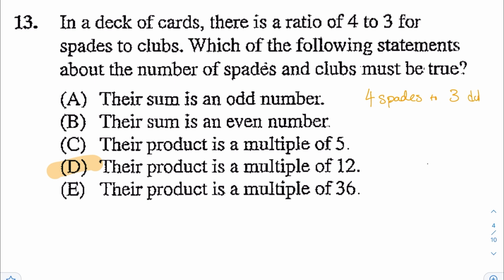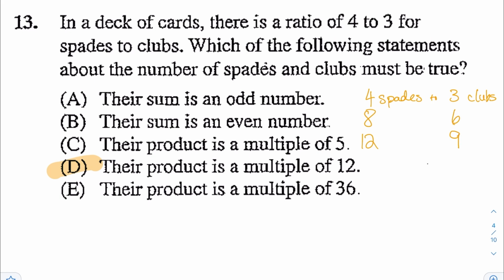So each time you have 3 clubs, you have 4 spades. So if you kind of work this out, you know that you'll have some multiple of this. So you'll have 6 clubs and then 8. You just have the times tables. So you have to go through all the choices, see which one is true.